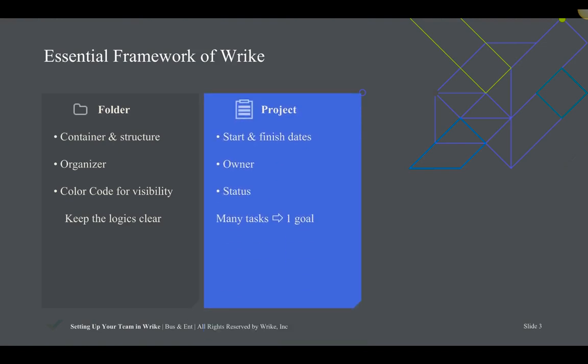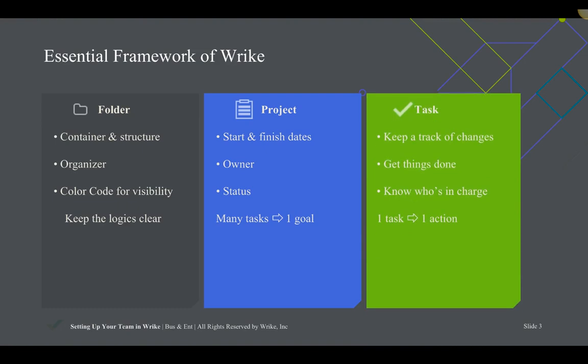Project is a type of a folder that has additional attributes to it. So first of all, it has this clipboard icon next to it to help you identify that that's a project. And it has start and finish dates. You can assign an owner or multiple owners. You can change a status. And remember, many tasks, one goal, meaning that in this project, only relevant tasks reside.